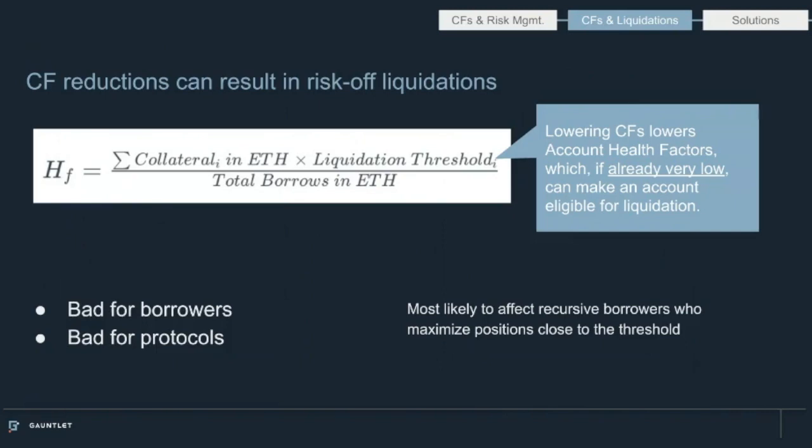This is bad for borrowers, and it's bad for protocols. Borrowers are in a position where they could lose their collateral when a condition has changed beyond what it was when they took out the loan. And it's bad for protocols because they're going to miss out on some revenue. They might anger a customer. This is, we will note, most likely to affect recursive borrowers who have a tendency to maximize positions very close to the threshold. So these are people that are looping their capital over and over through a protocol.